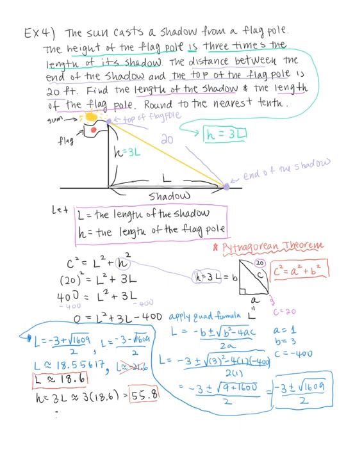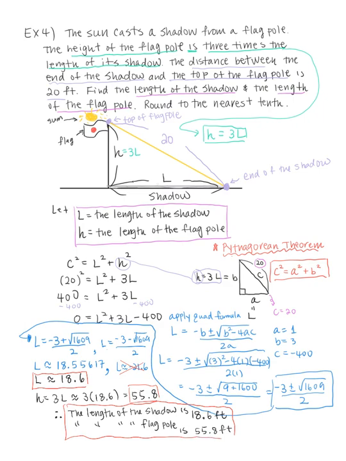So it looks like, therefore, the length of the shadow is how many feet? 18.6 feet. This is an approximate value though. And then also the length of the flagpole is 55.8 feet. So this is going to be our final answer. Hopefully you can read my handwriting okay. So here it is. That's our answer.